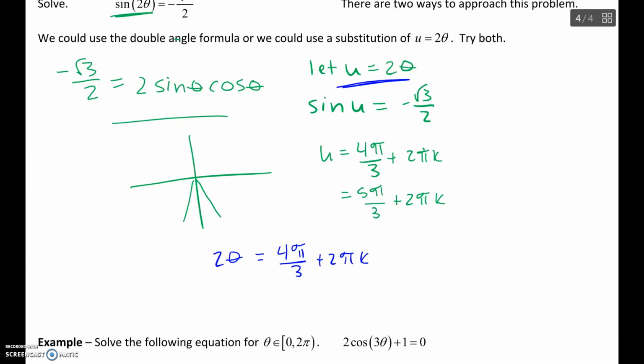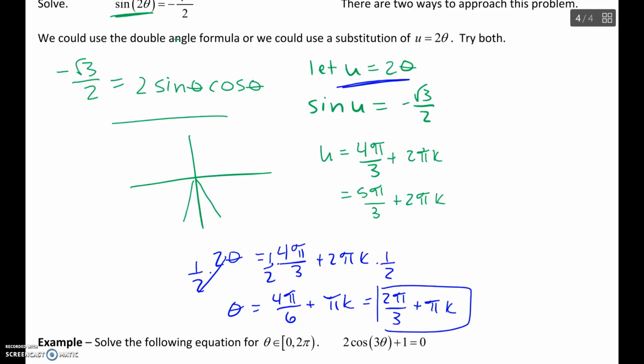Now when you solve this and you divide by 2, because we're trying to solve for theta, we want it by itself, dividing by 2 is the same as multiplying times a half. Sometimes that's easier when you have fractions. I'm going to multiply everything times a half. So that's gone. I get theta equals 4 pi over 6 plus pi k, which can be reduced to 2 pi over 3 plus pi k. So there's one of my answers.